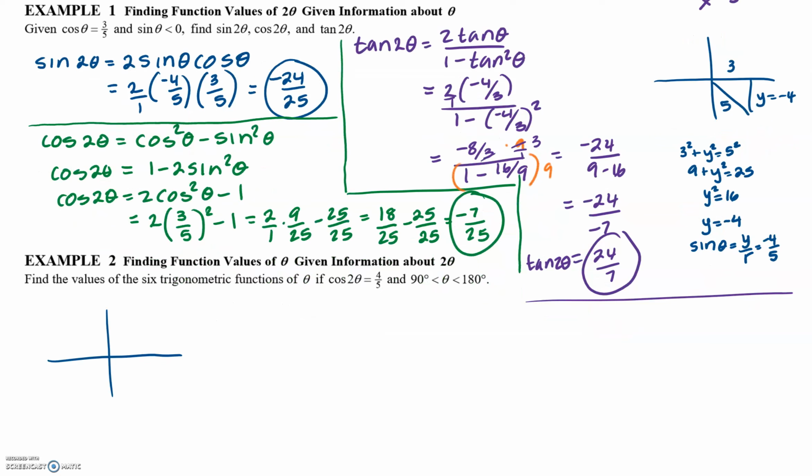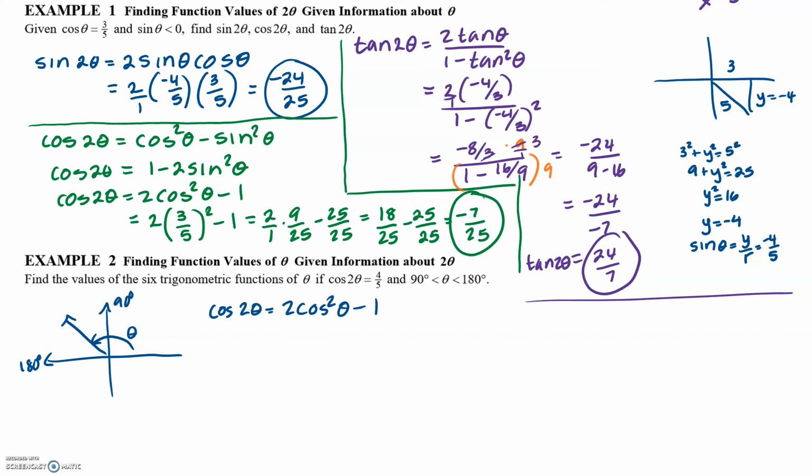If theta is between 90 and 180 degrees, we know that theta is in the second quadrant, because here's 90 degrees and here's 180 degrees. So we know that theta is in the second quadrant. And I'm going to write down one of these versions here. I'm going to just start with cosine. Cosine of 2 theta is equal to 2 cosine squared theta minus 1.